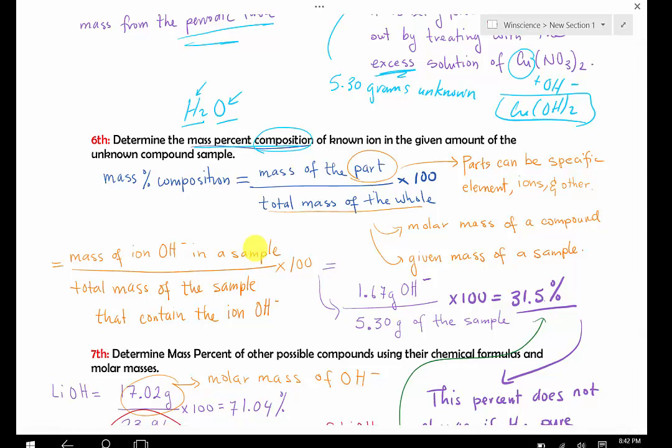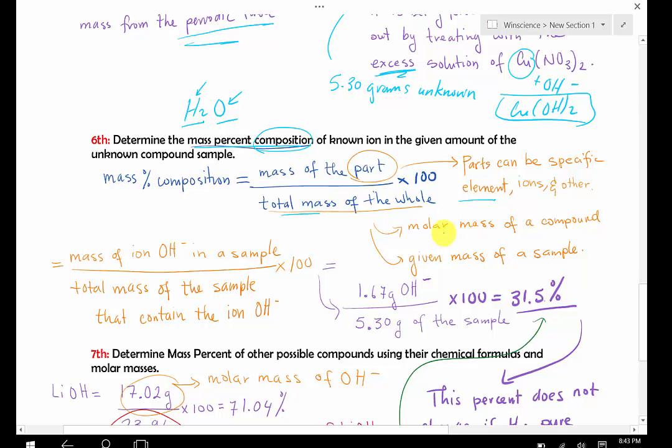Mass percent composition is equal to a very basic formula: the mass of the part divided by the total mass of the whole, times 100. Now, what are the parts? The part can be a specific element in a compound, or specific ions in a compound. All those things are parts of a compound. And what is the whole in this case? What is the total mass of the whole?